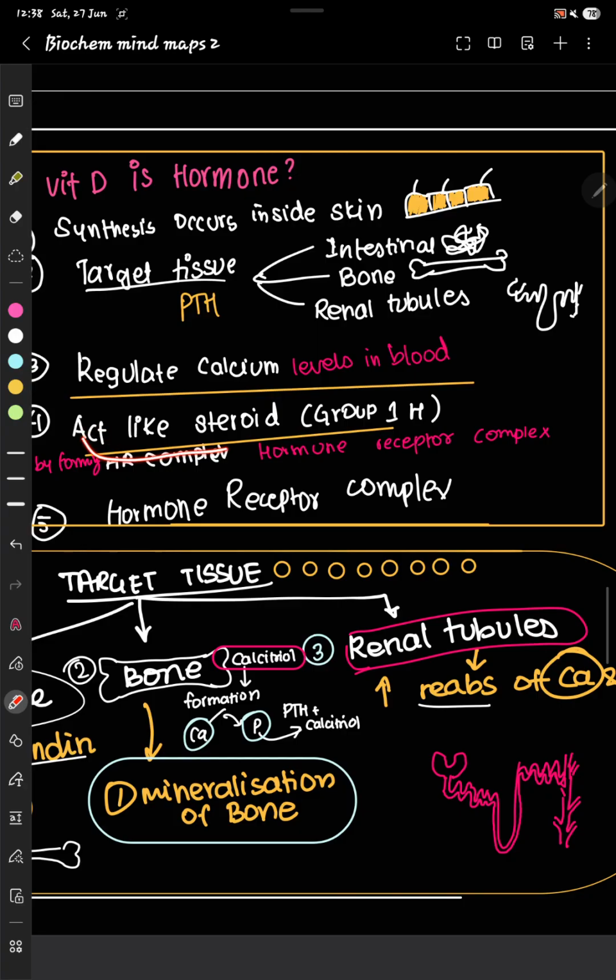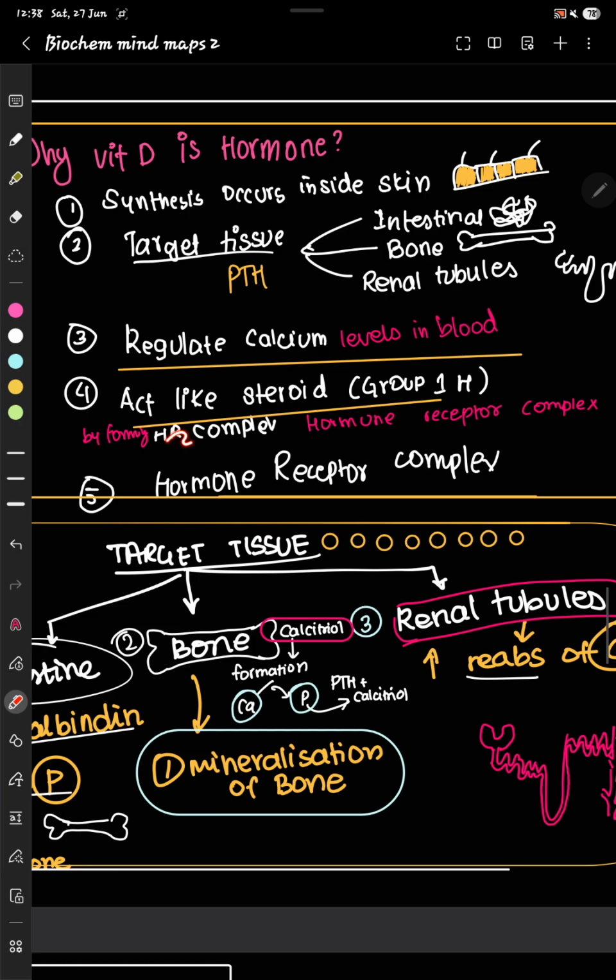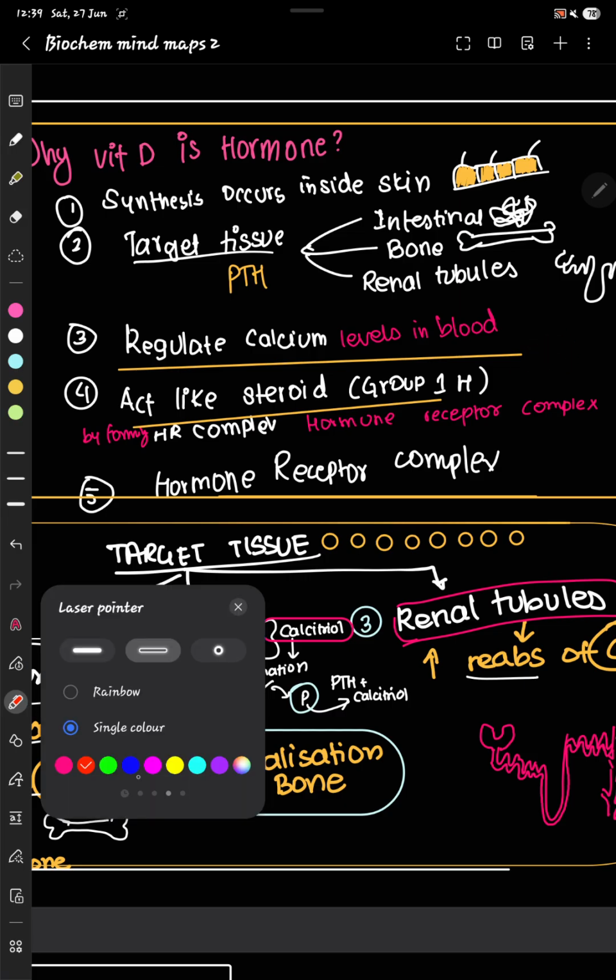Now it acts as a steroid hormone, a group 1 hormone, and forms a hormone receptor complex. You know that other vitamins never form a hormone receptor complex, but this forms a complex with the receptors. This is the receptor and this is the hormone. They form a hormone receptor complex. So this is seen in vitamin D alone, and that is why we call it a hormone.